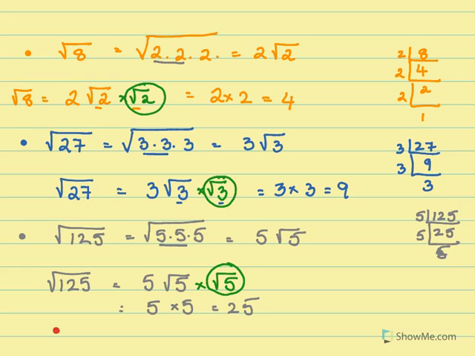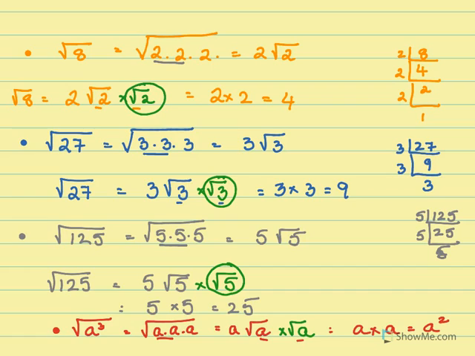Now, if you want to find the rationalizing factor of under root, say, a cube. So, under root a cube, let us simplify it. It's a, a, a. We make groups of 2. So, a under root a. Now, rationalizing factor of this, you'll definitely agree, is under root a. So you will now get a, under root a into under root a is a, and this is a square.